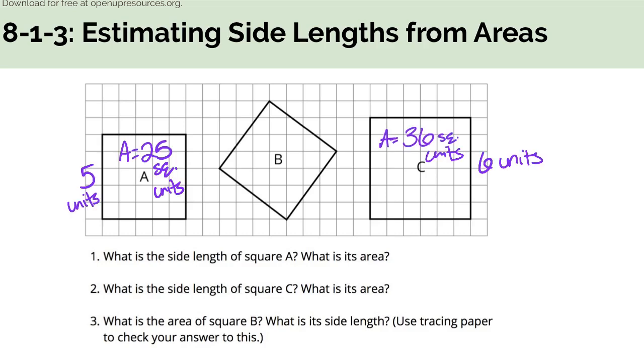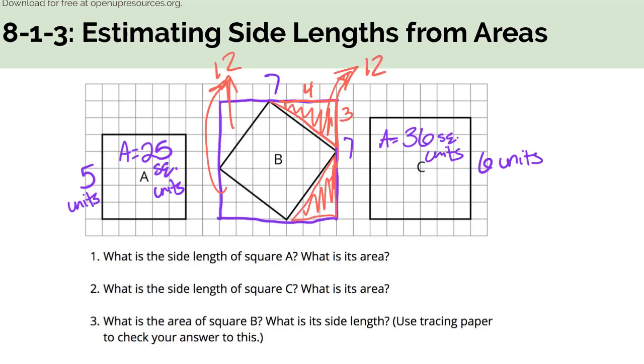Okay, there's your answers for squares A and C. When you get to the area of square B, you can do what we just did. You can add that square that goes around it, because again, we can't just count the side lengths of that tilted square. So this is what square B would look like using the same process we just did. And to find the area of square B, I would take 49, that's my 7 by 7 outside square, minus 24, because that's the total of all those corners. And I would get a total area of 25 square units.